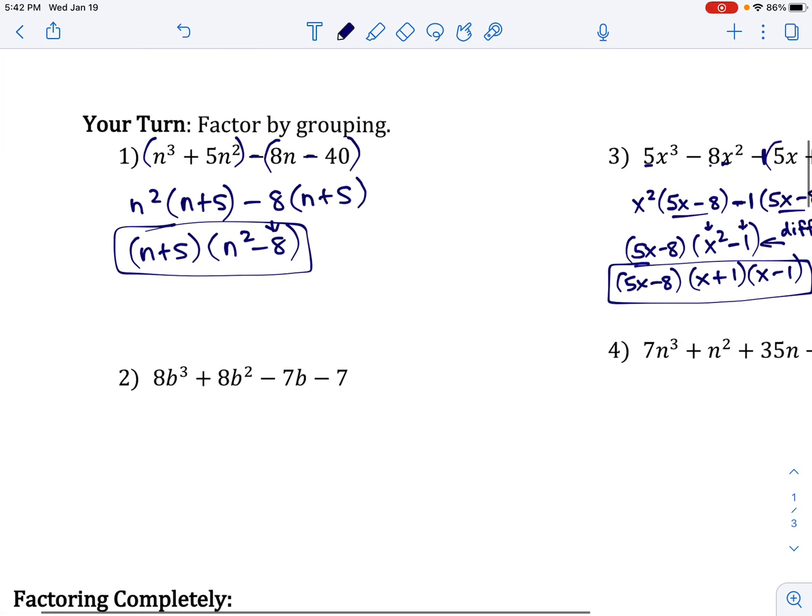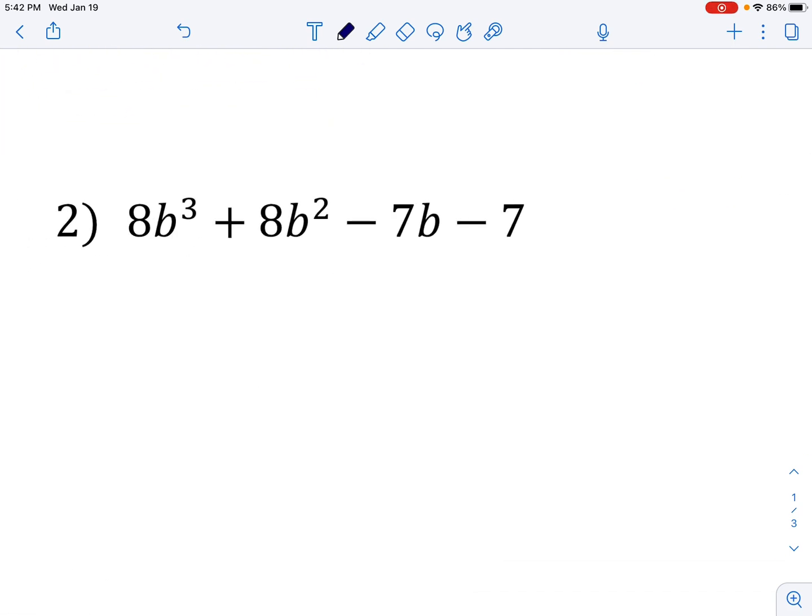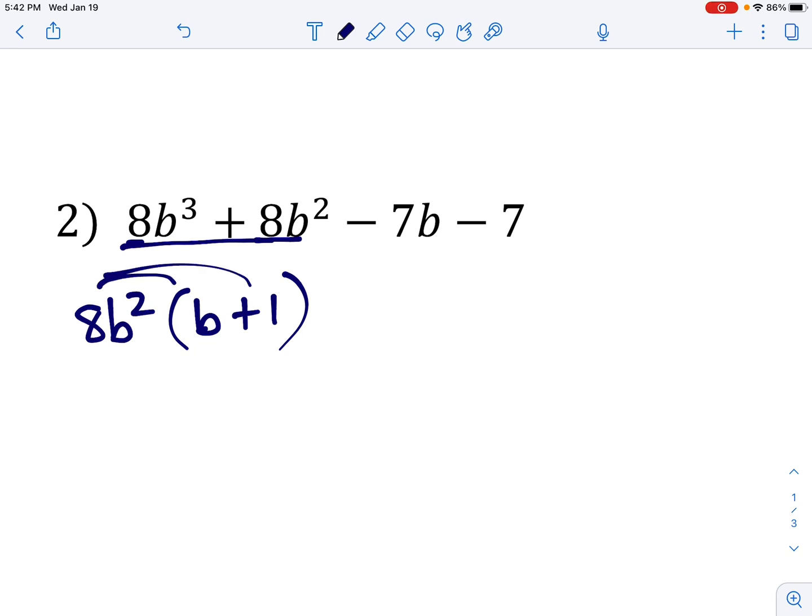All right, number 2 down here. I can take out an 8, and I can also take out b squared. So I can factor out 8b squared. I'm left with b plus, if I divide 8b squared by 8b squared, I'm going to get 1. So it's going to be 8b squared times b plus 1. And remember, if we multiply this back, I should get back to that. So you want to be checking that if you're not sure of your factors. You want to be checking and multiplying back to see if it works.